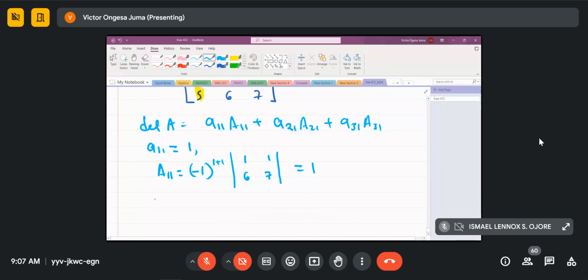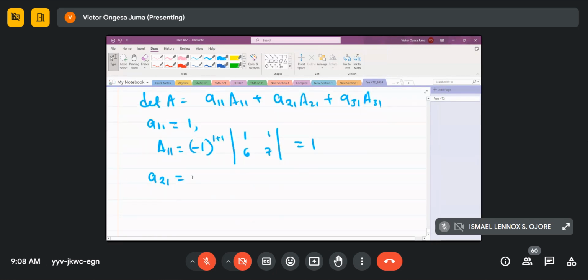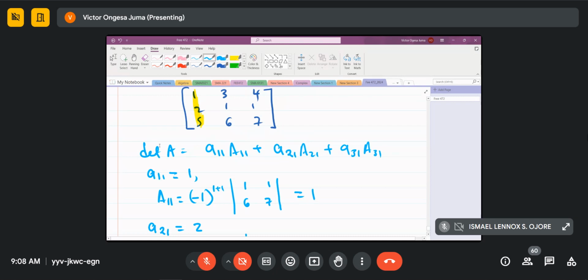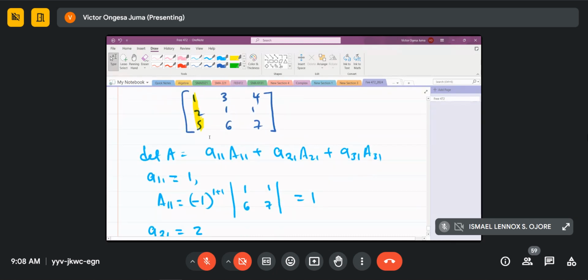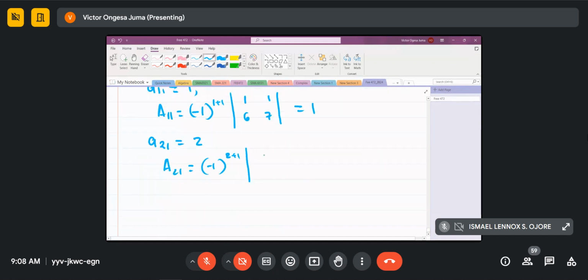And then a21, what is a21? a21 is 2. Now A21 is (-1) raised to power 2 plus 1, and then the determinant of the matrix obtained by deleting the second row and first column. So it is 3, 4, 6, 7. That's 21 minus 24. We get -3. And then with the negative sign here, that is positive 3.